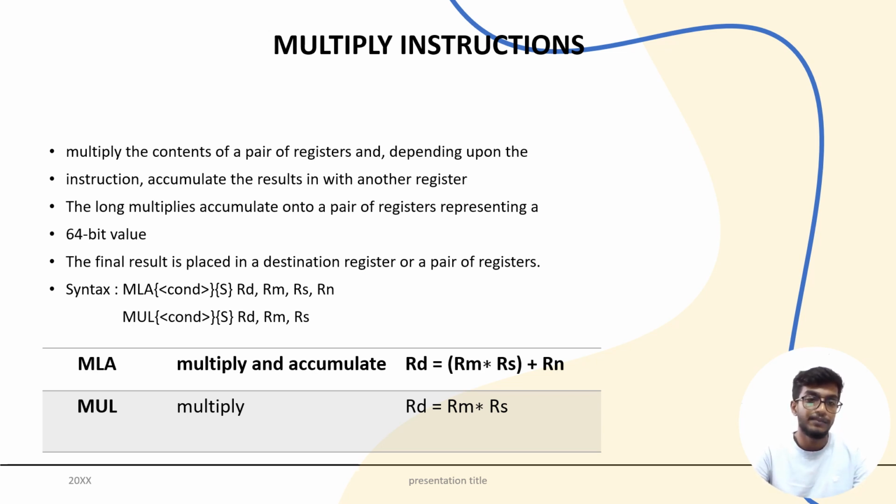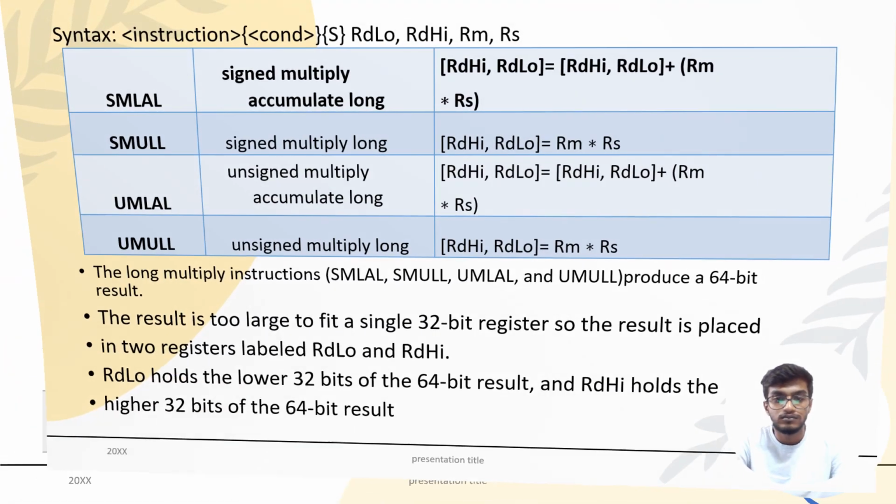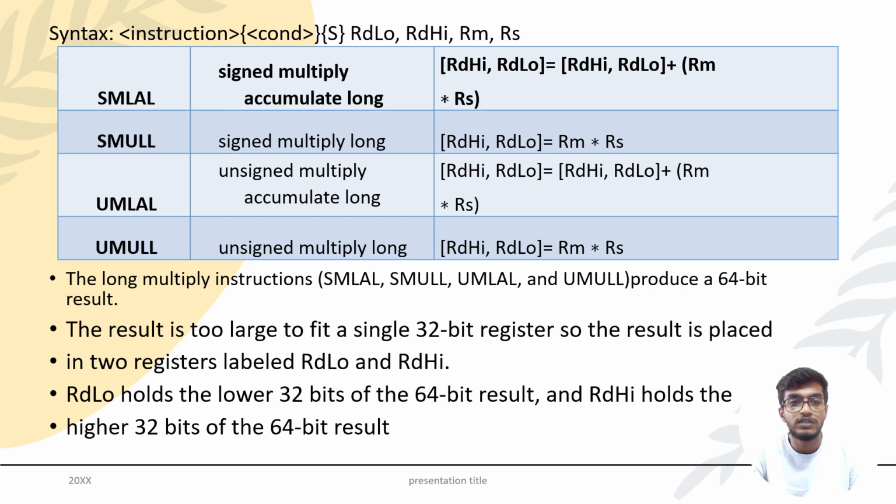Followed by syntax. MLA means multiply and accumulate. MUL means multiply. There are other operations, that is SMLAL, signed multiply accumulate long, SMULL, signed multiply long, UMLAL, unsigned multiply accumulate long, and UMULL, unsigned multiply long.